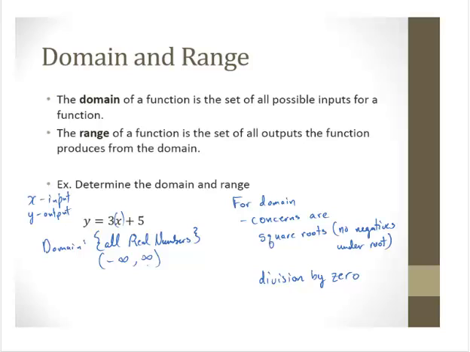Now, we're going to talk more about this graphically later on, but if I were to graph this function, just roughly, y equals 3x plus 5, 3x plus 5 is increasing from left to right, and it continues on in either direction, up or down. And so since it continues on in either direction, up or down, we will say that the range is also all real numbers, or negative infinity to positive infinity.